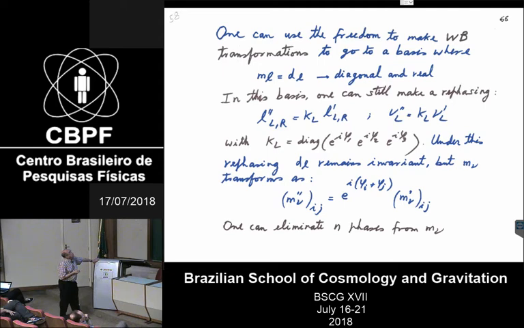DL remains invariant. Let me repeat: I go to the basis where ML is diagonal. In this basis, we can still make a rephasing, which is to transform both the charged leptons and the neutrinos by the same matrix. Under this rephasing, DL will remain invariant, since it is just a phase transformation on the charged leptons, which are diagonal, so they continue to be diagonal and real. But M nu will transform in this way. So the phases that appear in M nu, as I mentioned, a complex 3x3 matrix, change in this simple way.